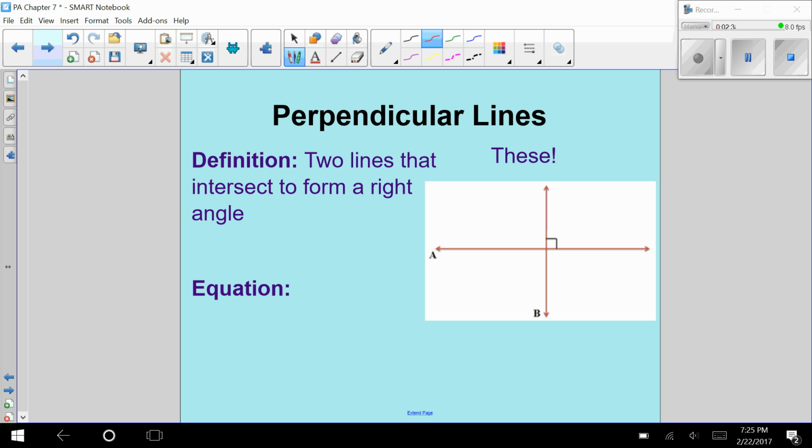Perpendicular lines are two lines that intersect to form a right angle. The way we write this, you'll notice that our lines are labeled A and B. We say line A is perpendicular to B. It's kind of like an upside down T for the symbol.